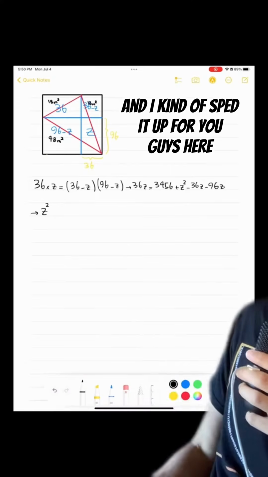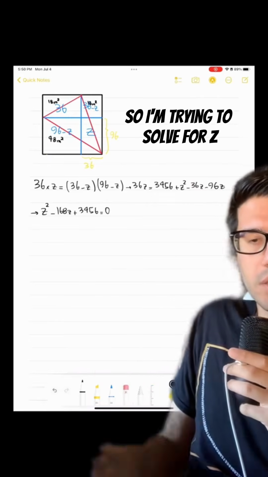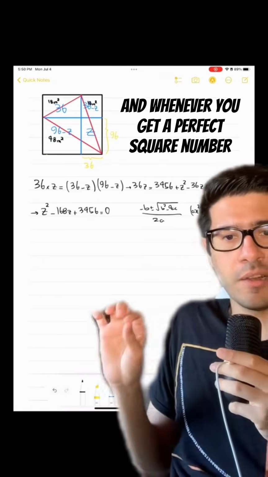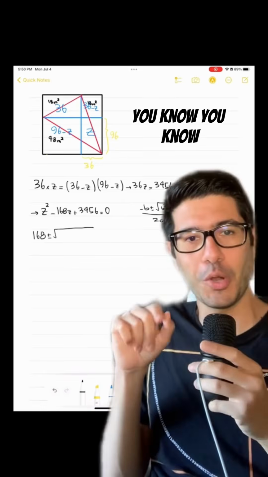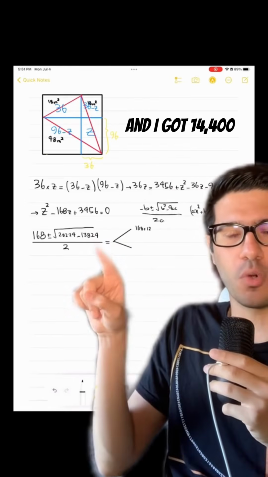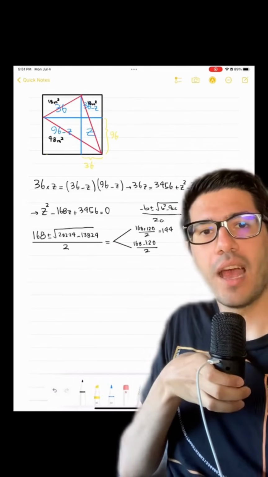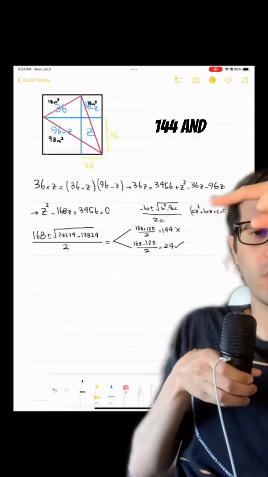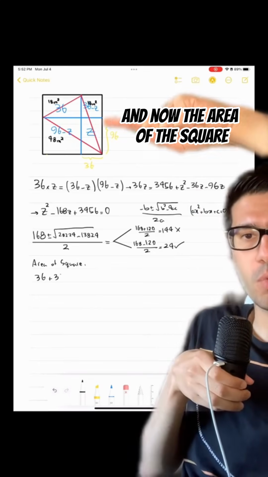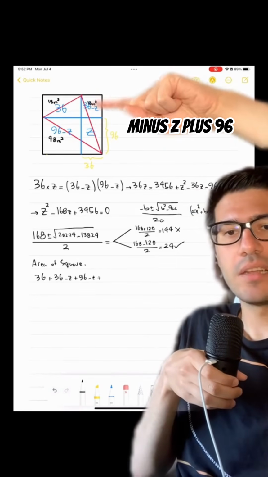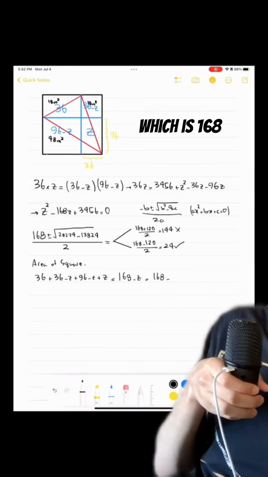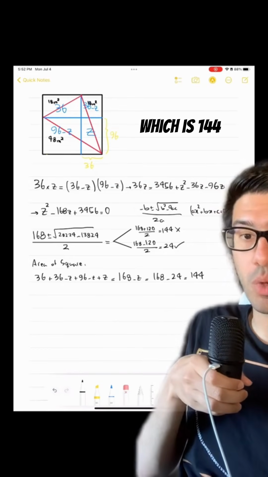And I kind of sped it up for you guys here because, you know, it might get boring. So I'm trying to solve for z using the quadratic formula. And whenever you get a perfect square number under the square root here, you're on the right path, right? You're calculating it correctly. And I got 14,400, which is basically 120 to the power of 2. Then I got 2z, 144, 24, and 144 is too big, so I went with 24. And now the area of the square would be z plus 36 minus z plus 96 minus z plus z, which is basically 168 minus z, which is 168 minus the 24, which is 144.